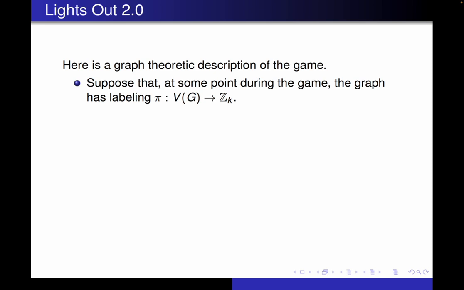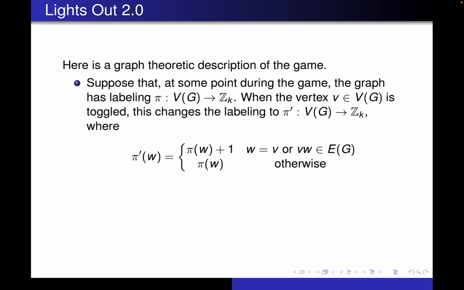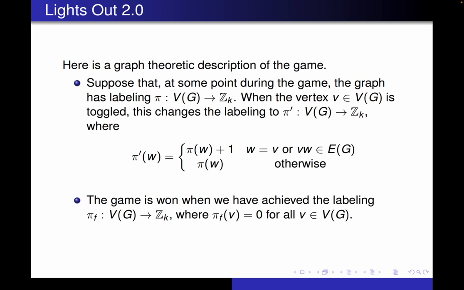If we're somewhere in the game where we have some labeling pi from the vertices of G to ZK, then when we toggle the vertex little v, that changes the labeling to pi prime, and the formula for pi prime is going to look very similar as before. Pi prime of w is equal to pi of w plus 1 when w is either equal to v or adjacent to it, and it's just plain old pi of w otherwise. And what that says, that pi of w plus 1 moves the color of that vertex, or the label of that vertex, to the next one in the cycle. And if it's not adjacent, it's not equal, then it just leaves it alone like before. And as before, the game is won when we have achieved the labeling where the labels are 0 for all the vertices.